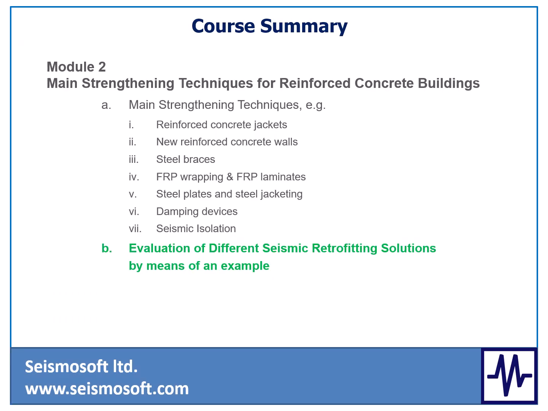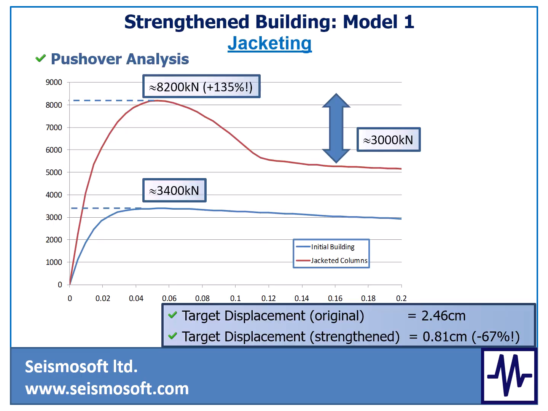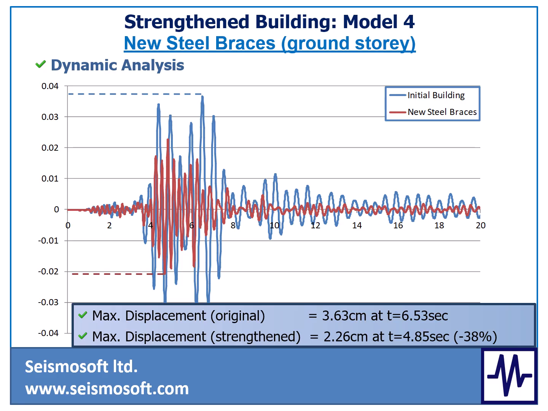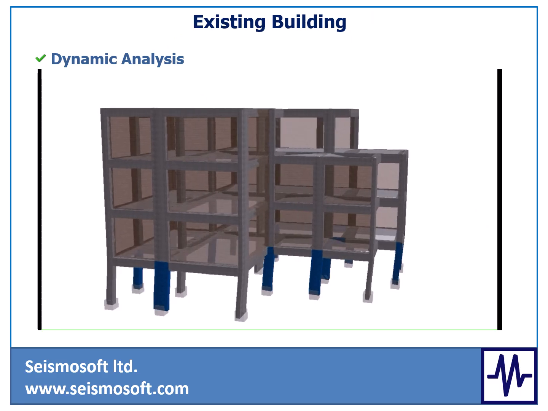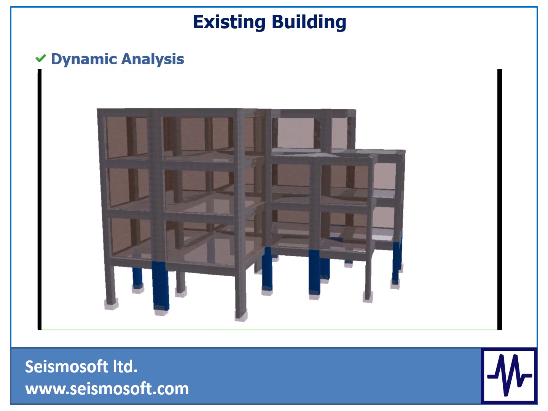In the second part of Module 2, the advantages and disadvantages of each method will be discussed by means of a simple evaluation example. An existing RC building with a soft ground story will be strengthened with different seismic retrofitting techniques, using pushover analysis, as well as nonlinear dynamic analysis. Apart from plots and graphs, the structural response will be displayed by means of videos, with which the characteristics of each method will be better explained.